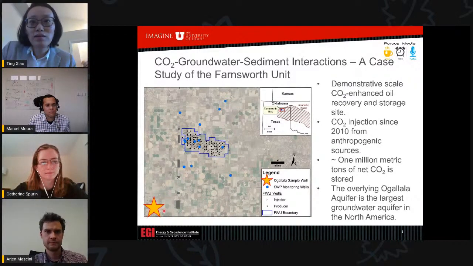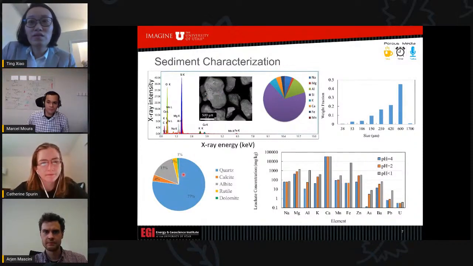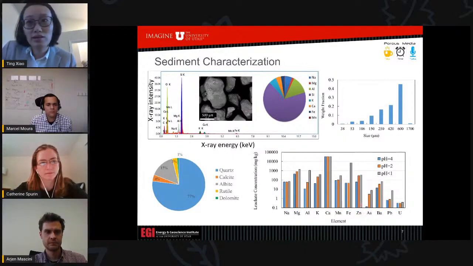We collected some sediment samples from about 20 miles from this site. With the samples, we used scanning electron microscopy and X-ray diffraction to determine elements and mineralogy of this sediment. We also did particle size analysis and acid digestion tests to determine what elements are easy to release under acid conditions. So these elements are of special interest in further analyses.